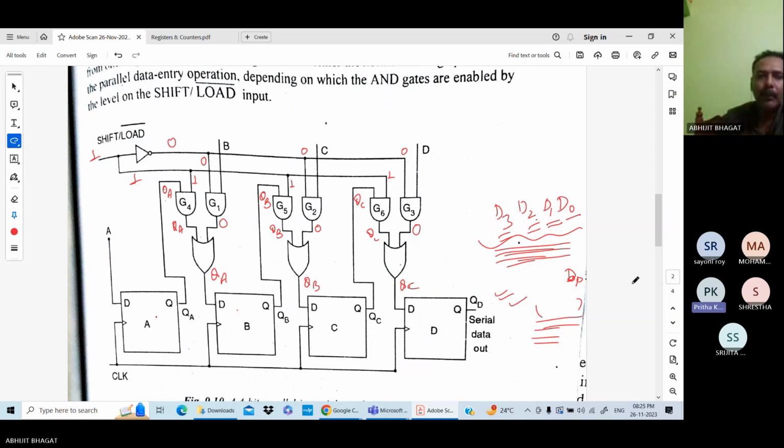স্যার এখানে D0 মানে QD আর এরকম তো? হ্যাঁ, D0 মানে QD, D1 মানে তোমার QC, D2 মানে তোমার QB, D3 মানে QA. এটাই QD, QC, QB and QA.